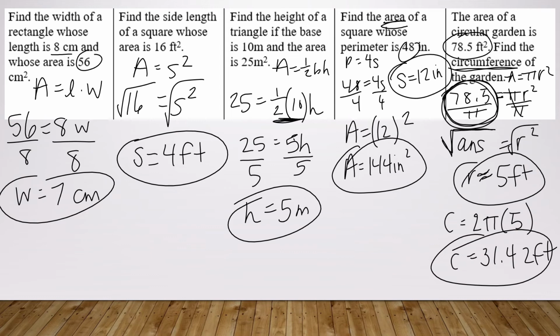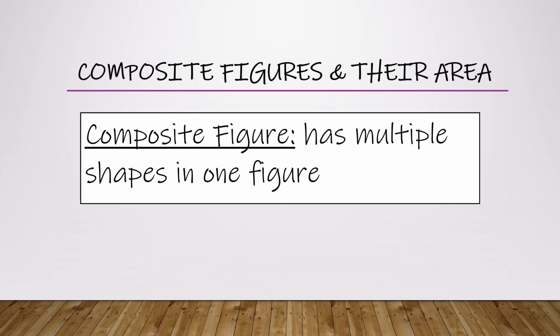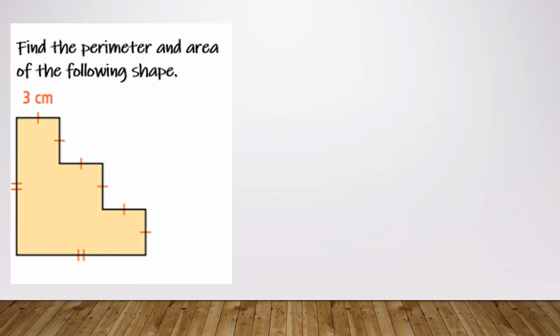Almost done here. So moving on to composite figures. Composite figures are one big shape that has multiple shapes in one figure. Find the perimeter and area of the following shape. Okay, so these tick marks here mean that those lengths are the same. So if this first one is 3 centimeters, that means this is 3, this is 3, this is 3, this is 3, and this is 3 here.